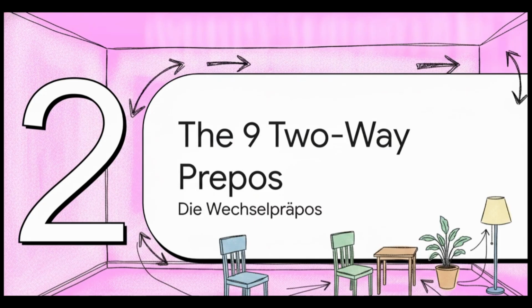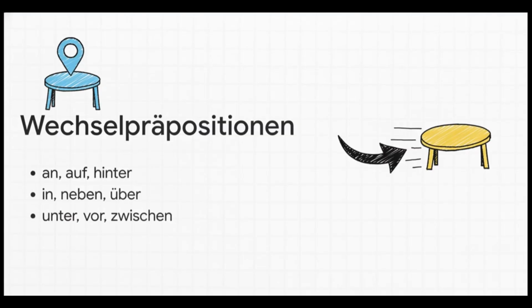Section 2. The 9 two-way prepositions. Die Wechselprepositionen. Let's transition into the actual glue that connects our furniture to our rooms. Here they are, the 9 spatial words you really need to memorize. An, auf, hinter, in, neben, über, unter, vor, and zwischen. Now, we call them two-way prepositions because they can trigger either the dative or the accusative case.